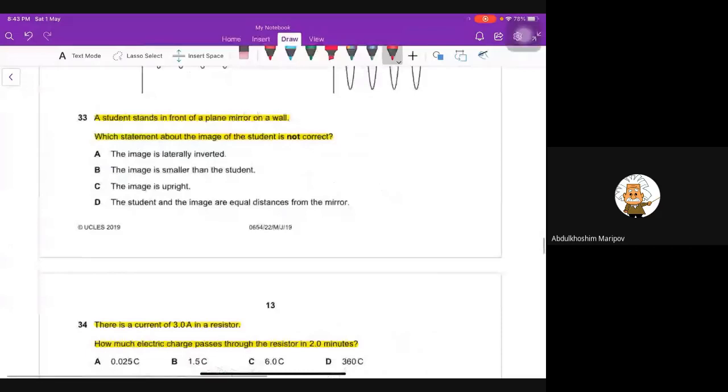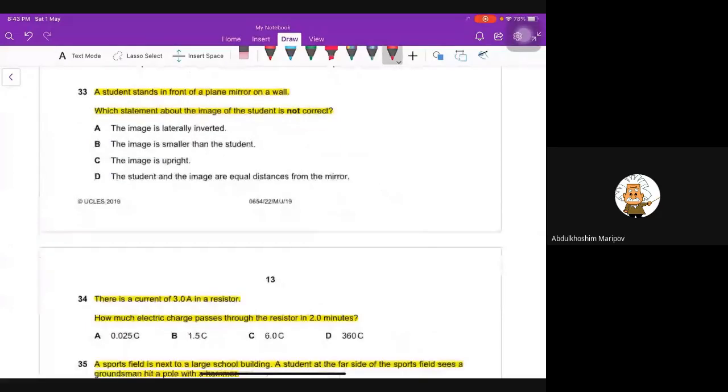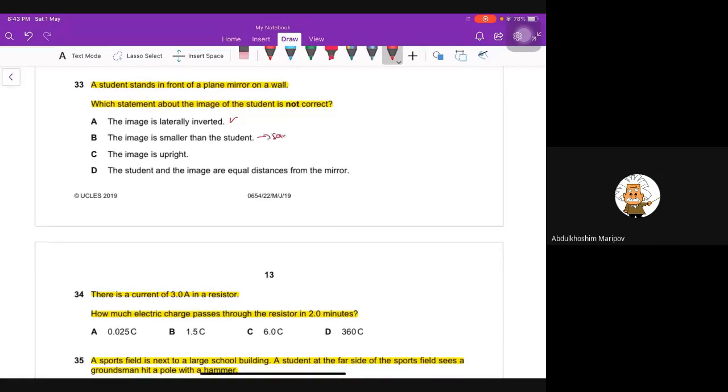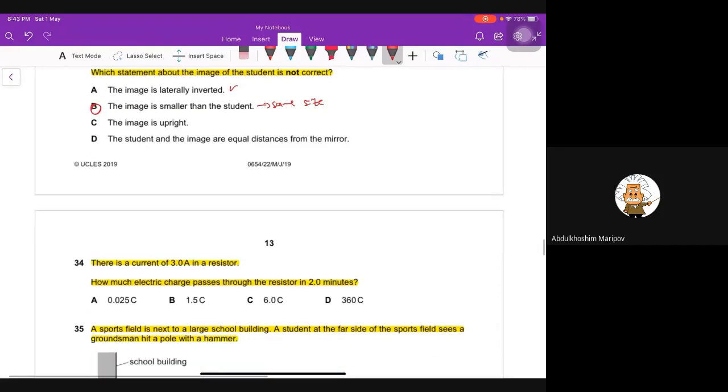33. A student stands in front of a plane mirror on the wall. Every day we look into mirrors. Which statement about the image of the student is not correct? The image is laterally inverted. The image is smaller than the student? No, it's not. Same size. Mirrors give you the same size. The image is upright. The student and the image are equal distance from the mirror. It's B, guys. So it's obviously B.